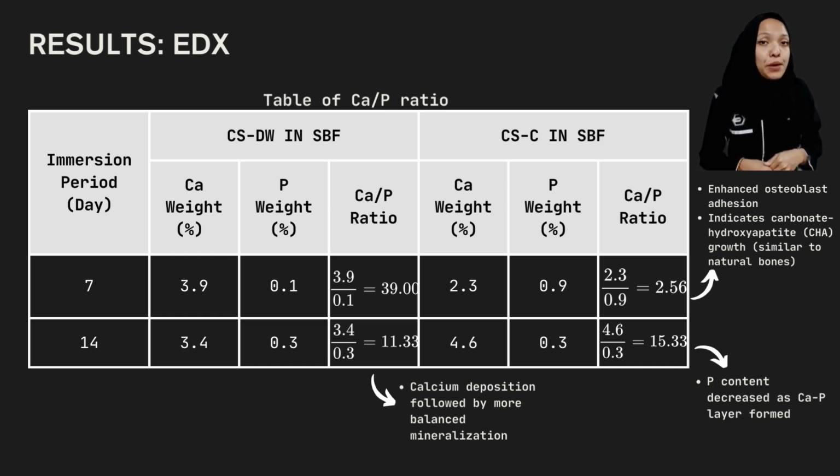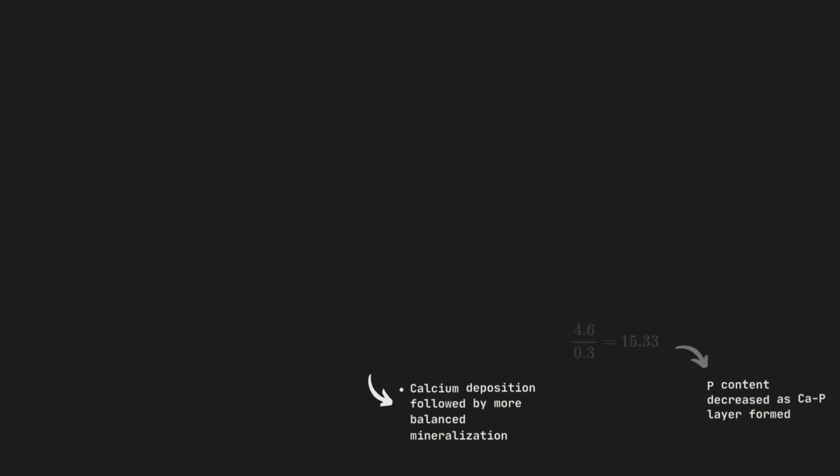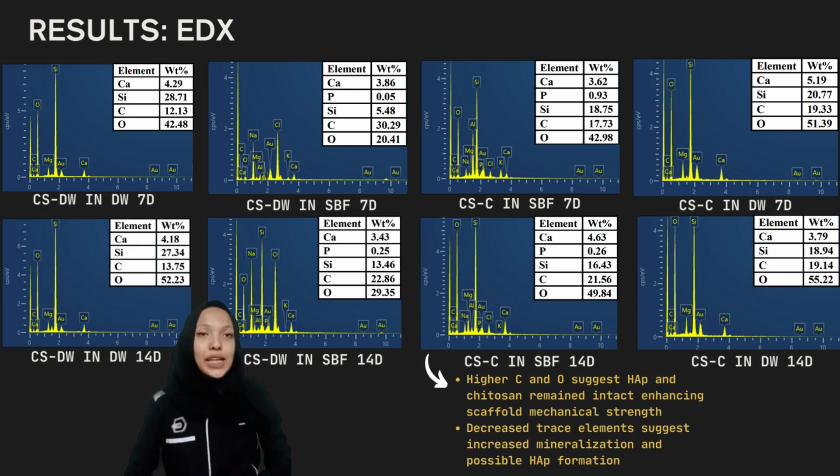This result is supported by Pang, which indicated that plate-like structures will form under lower ratios and increased surface coverage will form under higher ratios. Furthermore, the higher carbon and oxygen content in chitosan suggests intact hydroxyapatite and chitosan, enhancing mechanical strength, bioactivity, and controlled degradation.